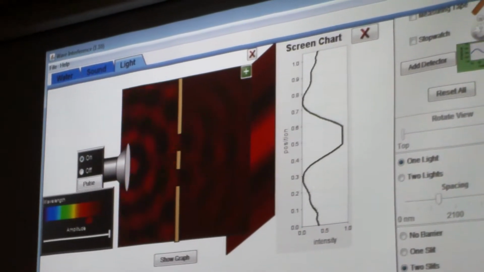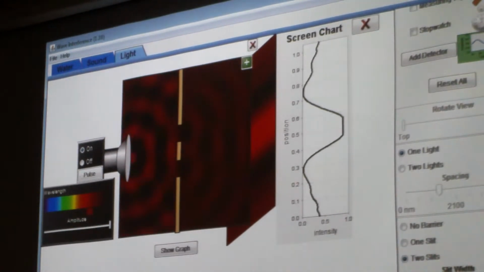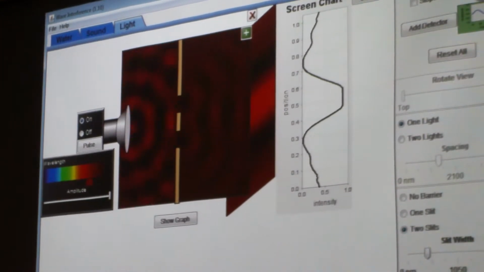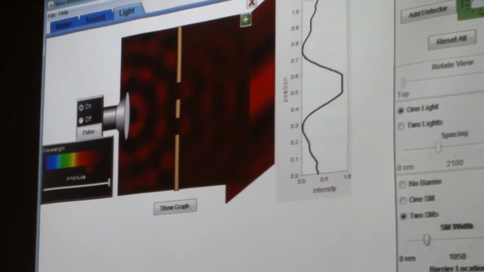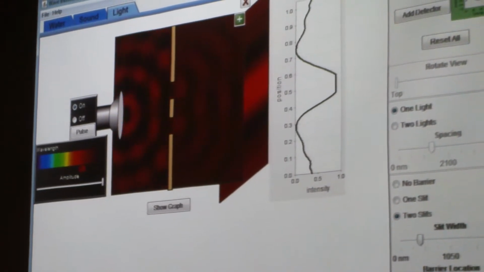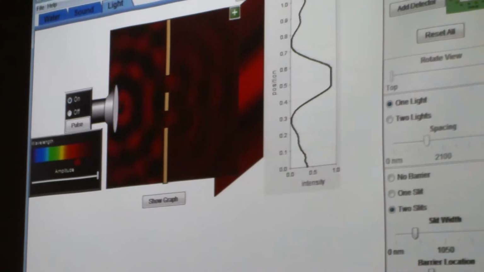Votes for the pattern is going to get closer together. Votes for the pattern is going to get farther apart. Votes for nothing's going to change. Votes for I'm terrified of raising my hand because I could be wrong. The first one? Let's move the slits farther apart and find out what happens.